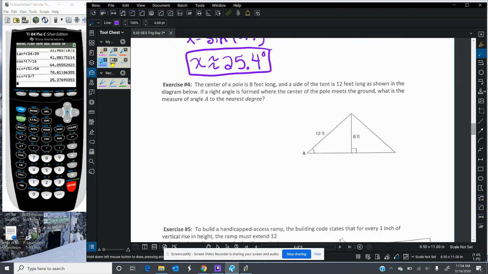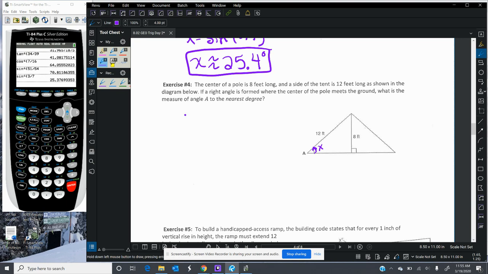So the pole of a tent appears to be 8 feet tall. The side of the tent is 12 feet long, as shown in the accompanying picture. The right angle is formed where the center of the pole meets the ground. What is the measure of angle A? It's in nearest degree, so we're finding the angle measure here.